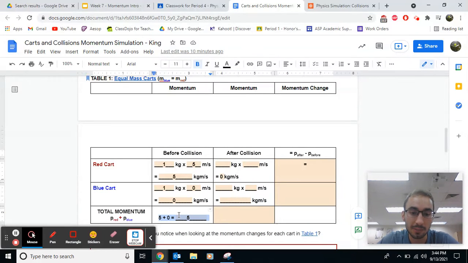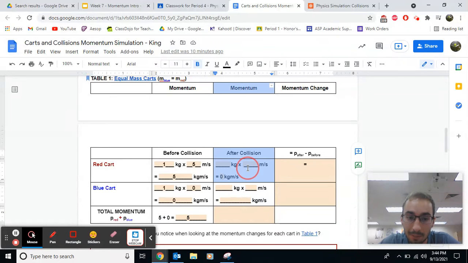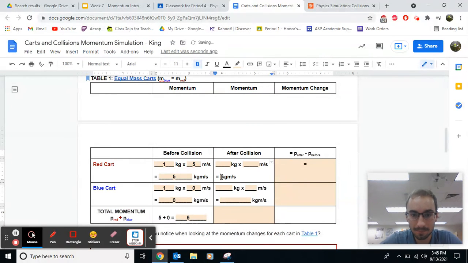For this column, put the total. So for this one, write what happened to the red car after it got hit. What happens after it collides? The weight shouldn't change, but the velocity will change. Okay? And then what happens to the blue car after it got hit? And then in this box, take your final answer for this one and your final answer for this one and add them together. The last column is momentum change.